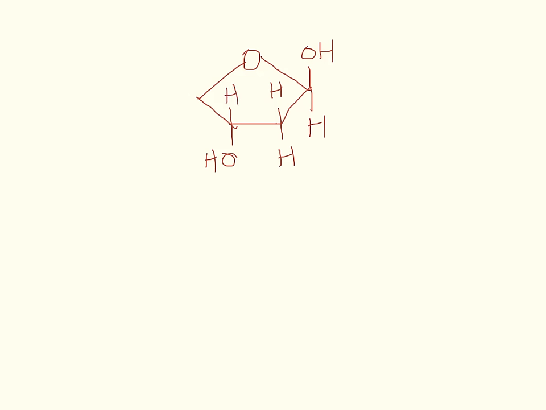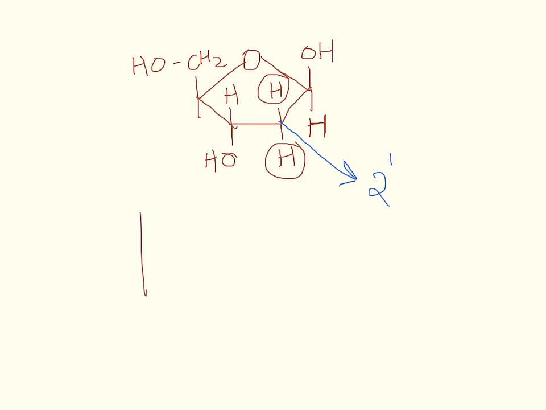OH, H, CH2OH. So now this is the deoxyribose. This is just like ribose, except that on the second carbon, where is your second carbon? This is your second carbon right here, 2 prime. On the second carbon, there is H and H. There's no OH, which is why it's deoxy.